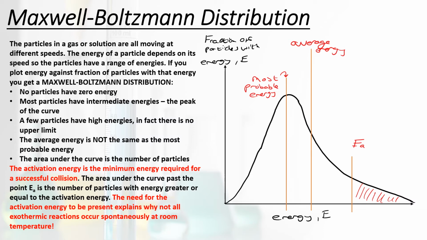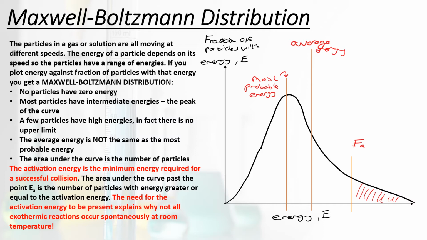Most particles have intermediate energies, and this is the peak of the curve. I've labelled this here as the most probable energy. As you can see, that's the highest point, the y-axis being the fraction of particles with that energy. So that's the energy that most particles have. And you can see that actually it's not particularly high up on the energy x-axis.